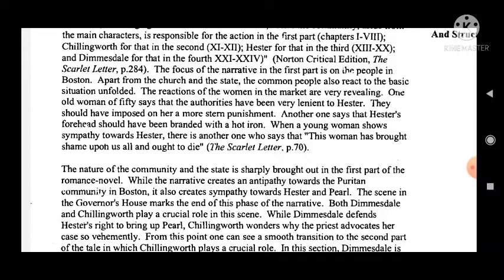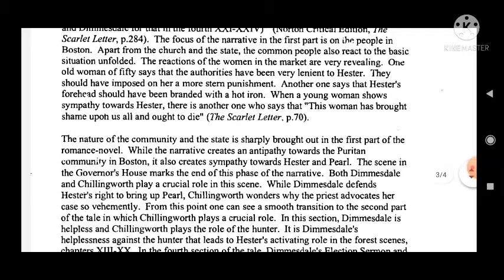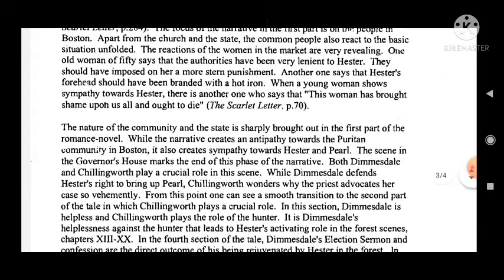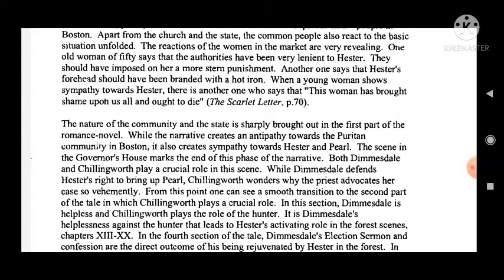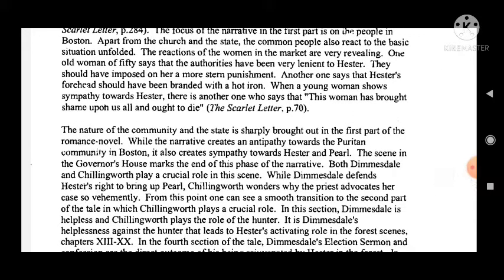The focus of the narrative in the first part is on the people in Boston. Apart from the church and the state, the common people also react to the basic situation unfolded. The reactions of the women in the market are very revealing. One old woman of 50 says that the authorities have been very lenient to Hester. They should have imposed on her a more stern punishment. Another one says that Hester's forehead should have been branded with a hot iron.